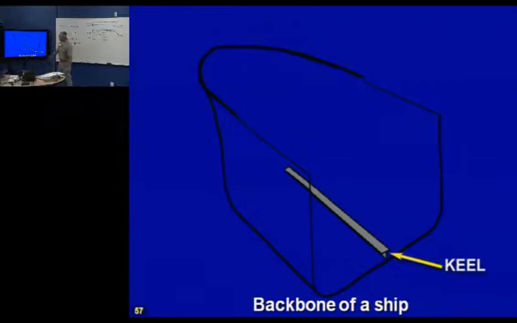So the backbone of the ship is the keel. That's the very bottom of the ship. So on this little model, you can kind of see where the seam is. That would be the keel, the very bottom of the ship.